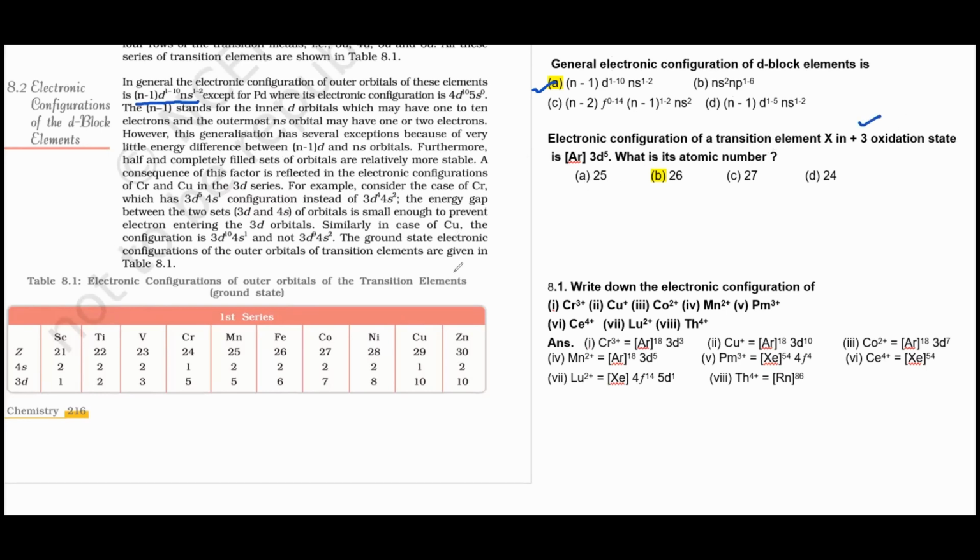Any question of this kind related to writing down the electronic configuration, like this NCERT exercise question, where the electronic configuration in a particular oxidation state is given. How will you go about it? Argon 3d5 and it's +3, which means 3 electrons have been removed. So 2 electrons from 4s might have been removed and 1 electron from 3d might have been removed. So the original configuration might have been 4s2 3d6, which means it's iron, atomic number 26.